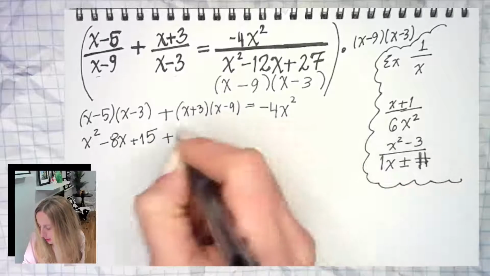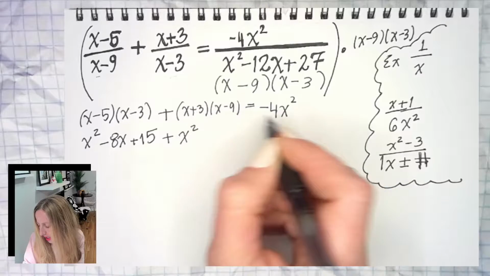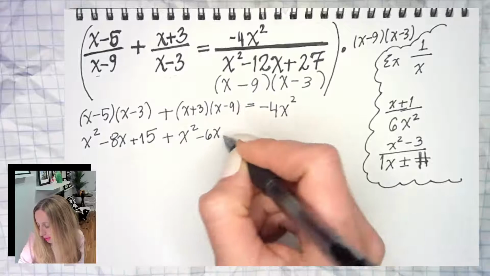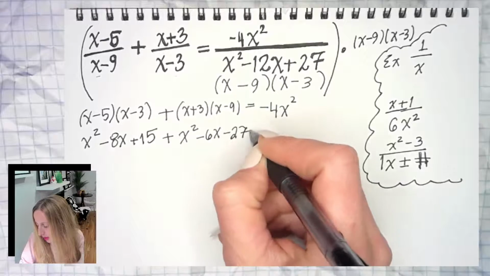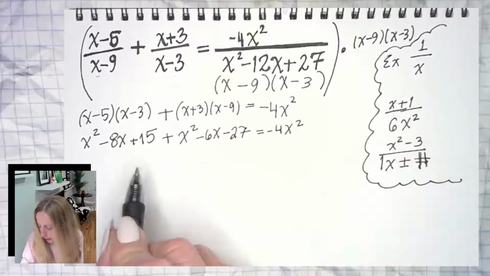Plus, now here, x squared, minus 9 and plus 3 is minus 6x. Plus 3 and minus 9 multiplied to give me minus 27, equals negative 4x squared. So that's where we are now.